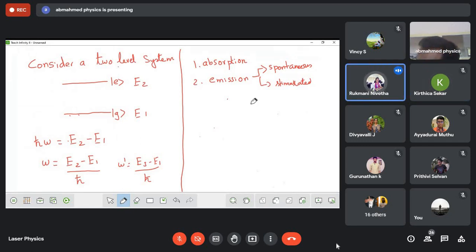State comes back to ground state by its own. It's called spontaneous emission, sir.